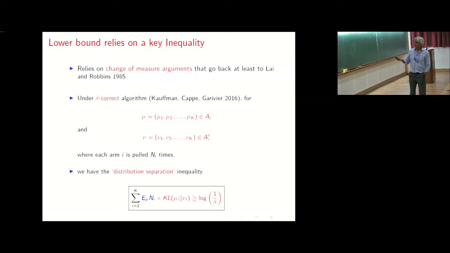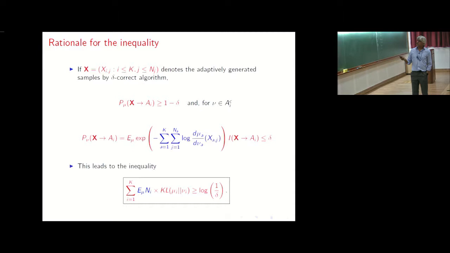So that suggests this distribution separation inequality: the expected number of times under mu that arm i is sampled, times the distance between arm i under mu and arm i under nu, measured by the Kullback-Leibler divergence between mu_i and nu_i. If you sum this, it has to be greater than or equal to log of 1 by delta. So it's an explicit non-asymptotic inequality. This has to be true for every nu which is in A_i complement. That gives us a handle on this problem, basically. Let me just show you the rationale for this. So suppose, this is all data-driven.